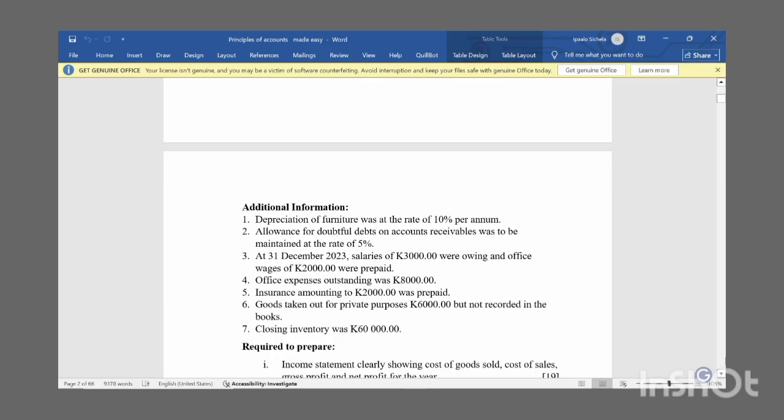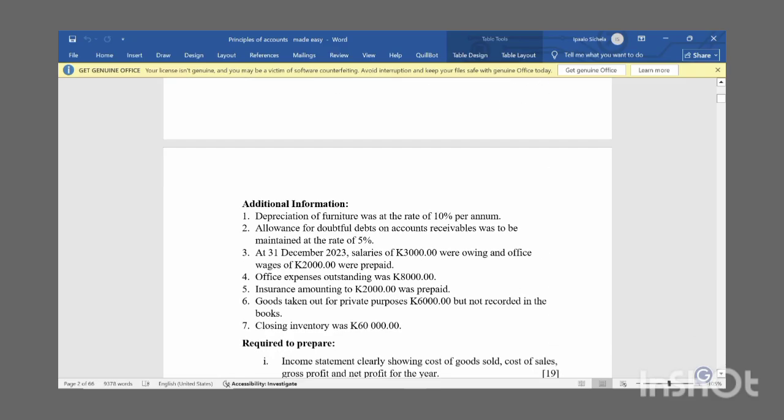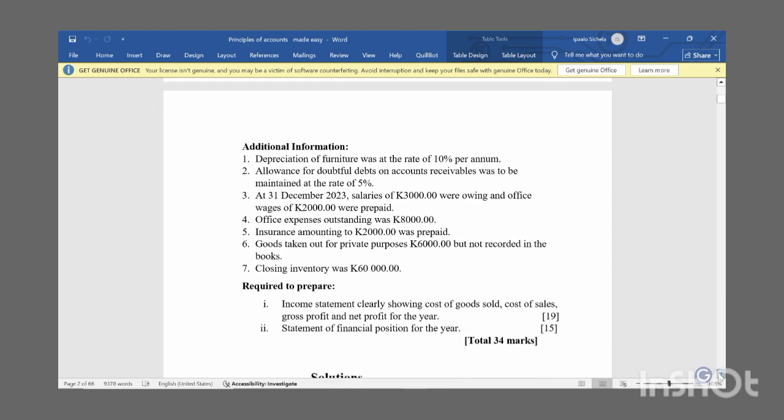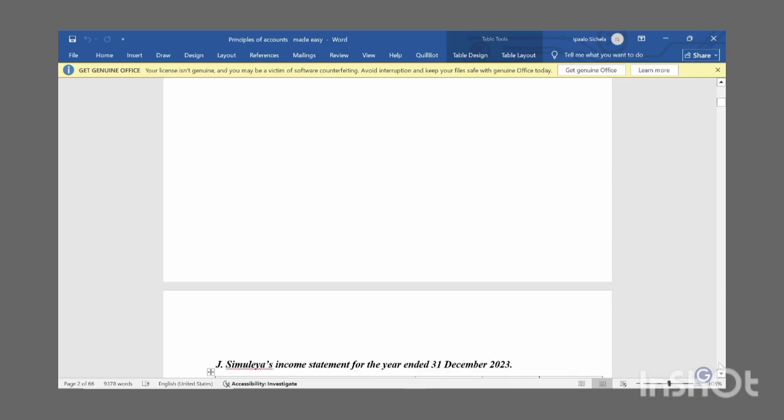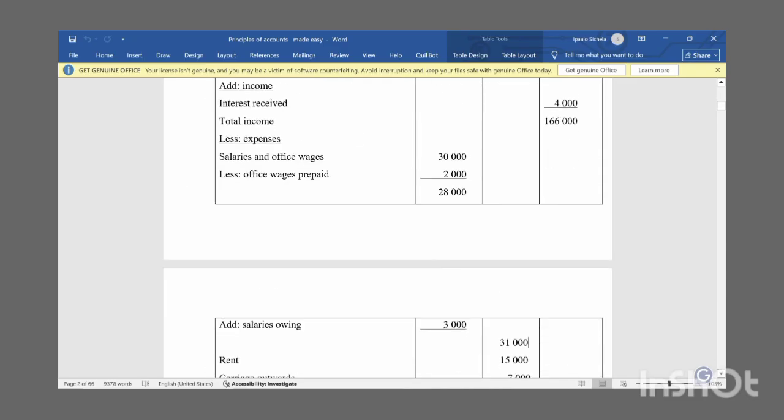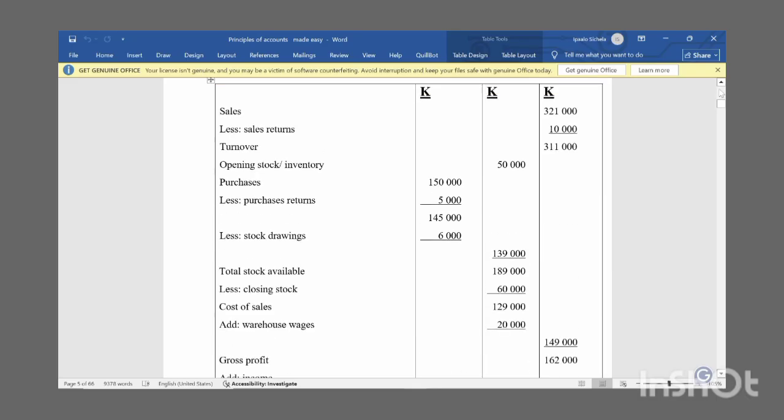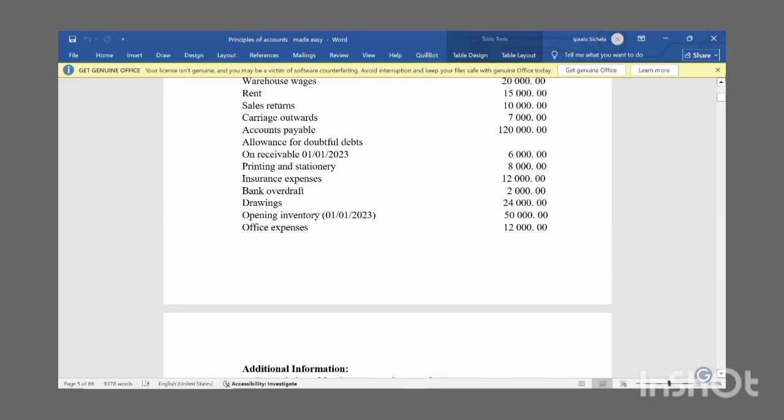So then we'll check under additional information. Can you see any adjustments for rent? I can't see any. So we'll put the rent directly without any adjustments like this. As you can see, the rent was 15,000. Then move on to the next expense in the same order.